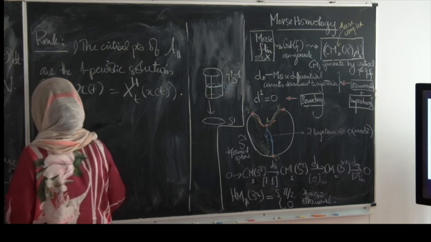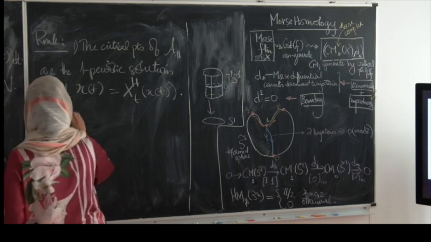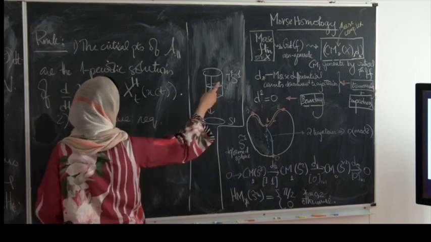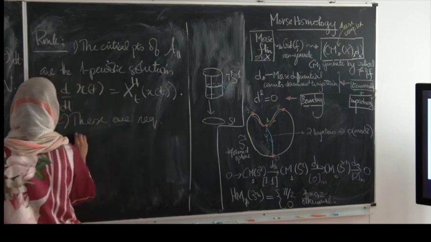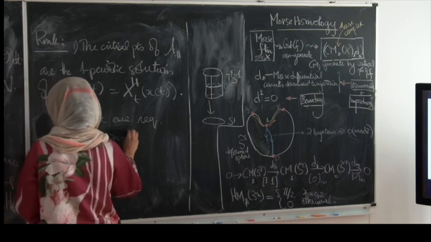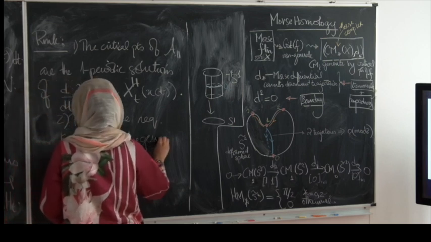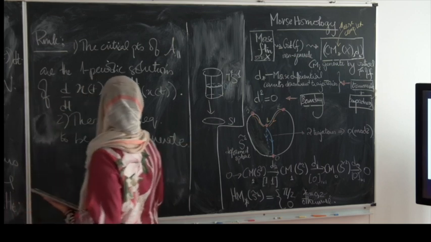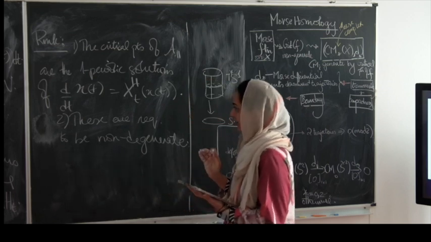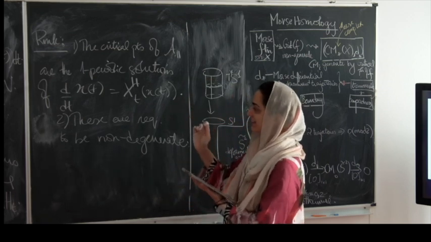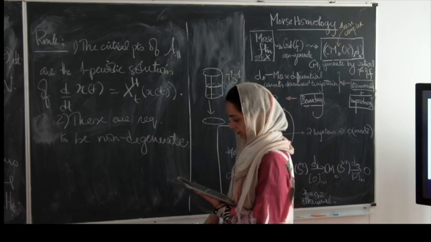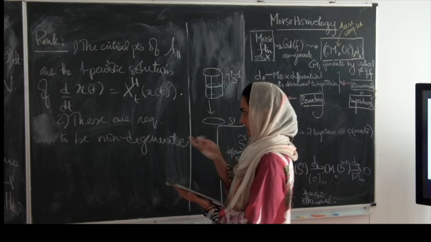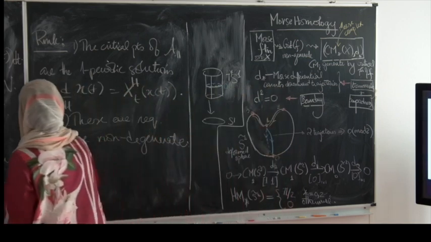And next, these are required, as in the case of the Morse picture, to be non-degenerate. So this means that if they are degenerate, whatever that means, you can move them slightly using a small perturbation of the Hamiltonian and make them non-degenerate. Okay, so that's something that we can take away from this.